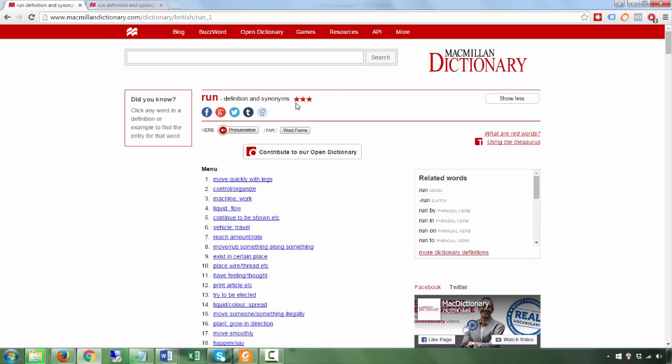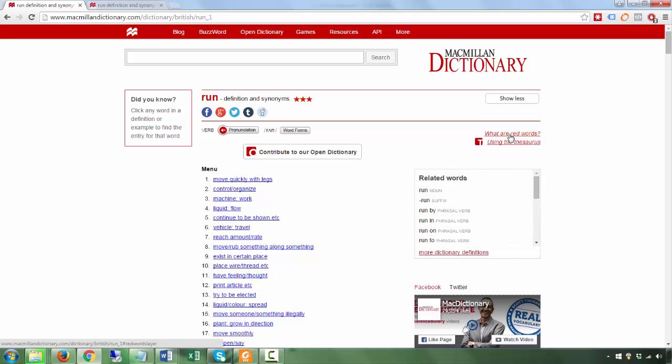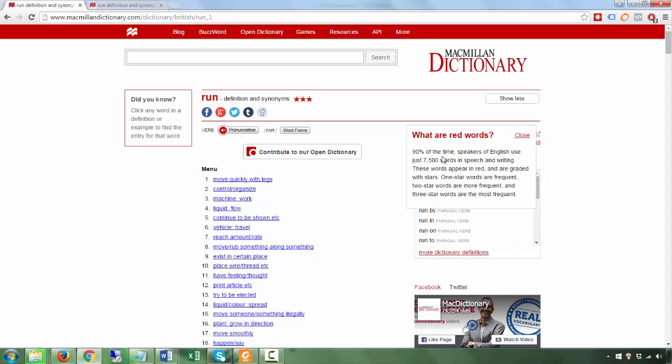Okay, now look at the 3 stars. You can check this. Okay, 90% of the time speakers of English use just 7,000 words in speech and writing. Okay, so now 3 stars means that it's the top 2,500. 2 stars, a word with 2 stars beside it means it's in the top 5,000 most commonly used words. And 1 star means it's in the top 7,500. All right. And of course, if you have no stars, means it's outside the top 7,500 words.